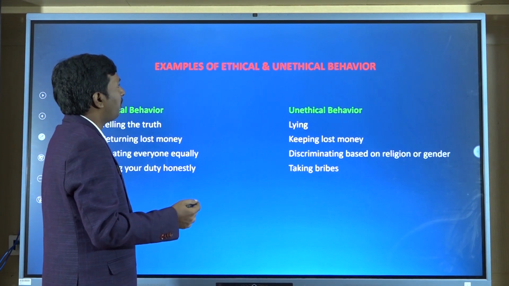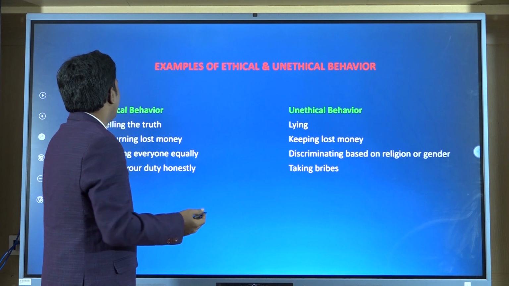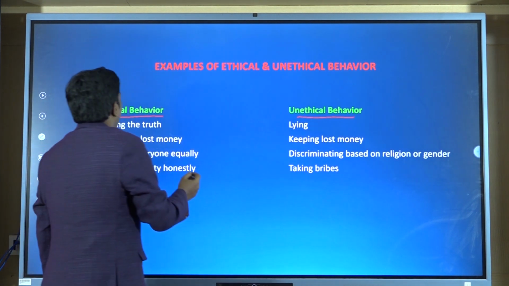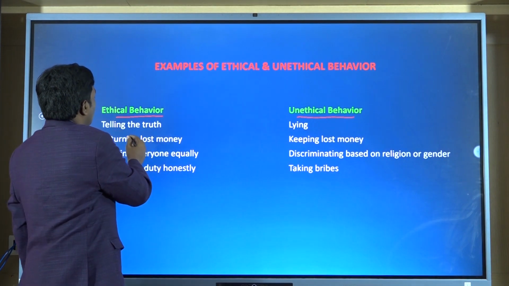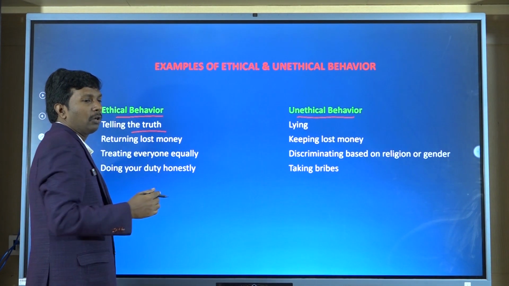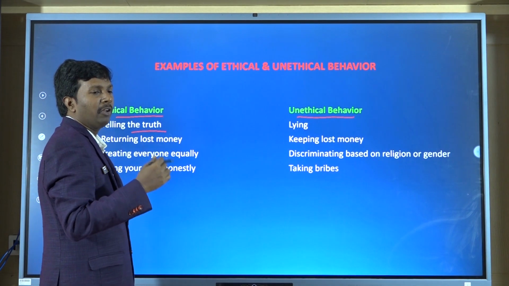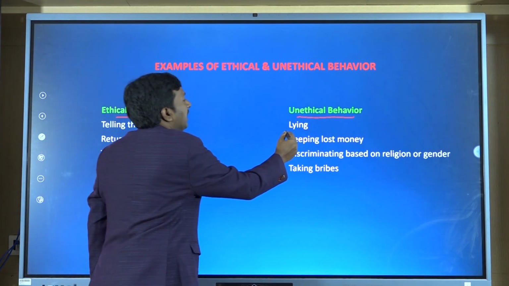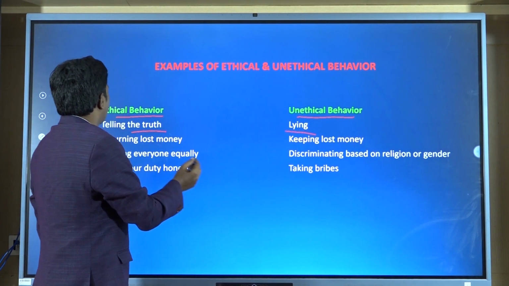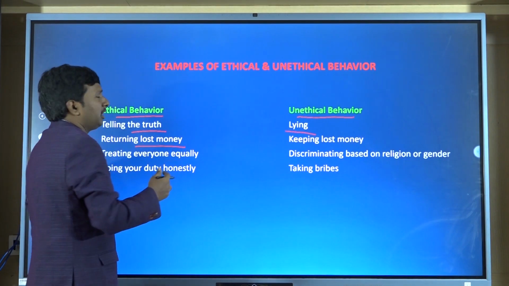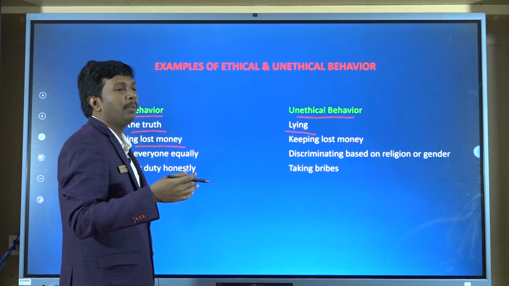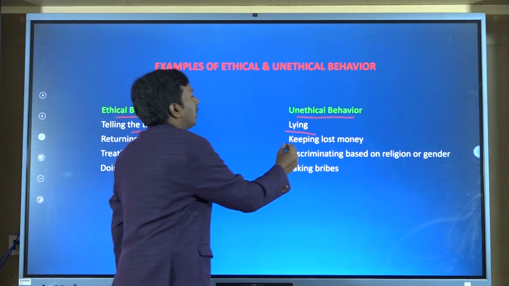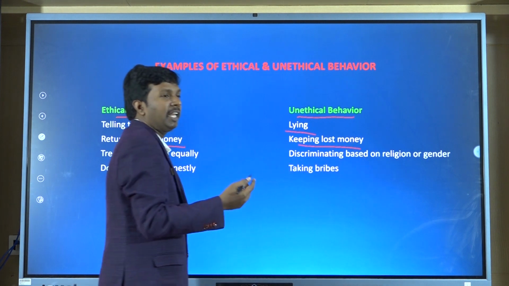Now, examples of ethical and unethical behavior. Here I have given ethical and unethical behavior. When we talk about ethical behavior, it is telling the truth. We have to tell the truth all the time. Unethical behavior is lying. Next, returning lost money is ethical behavior. Some people, if they get money from somewhere, keep it for themselves. Keeping lost money is unethical behavior.